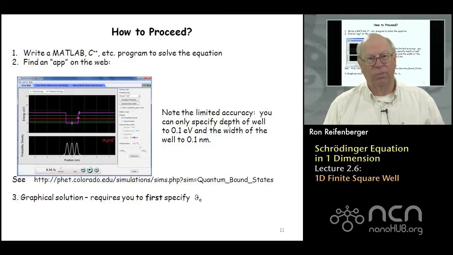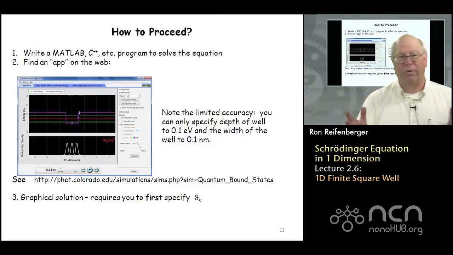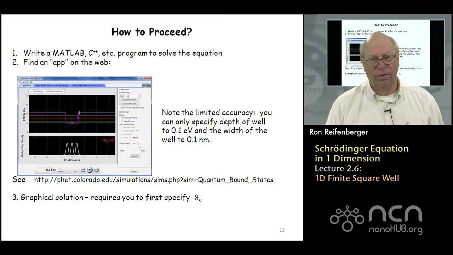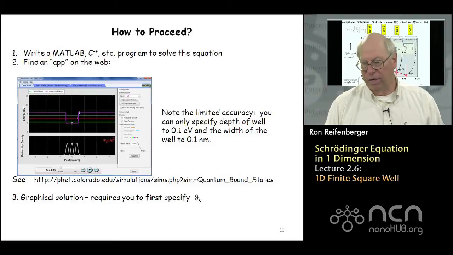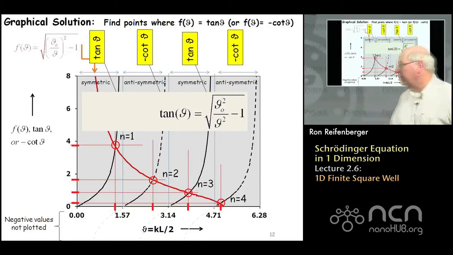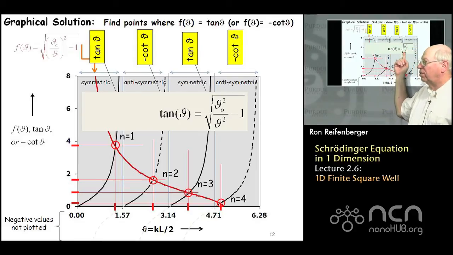Most people that are interested in this will actually write their own code that solves these equations for the problems they're interested in. So let me remind you what we're trying to do here. We're trying to solve this transcendental equation. We're going to let theta be plotted along the x-axis. Recall theta is equal to KL by 2. And on the y-axis, we're going to plot the square root term over here.